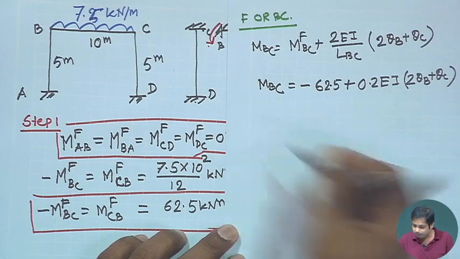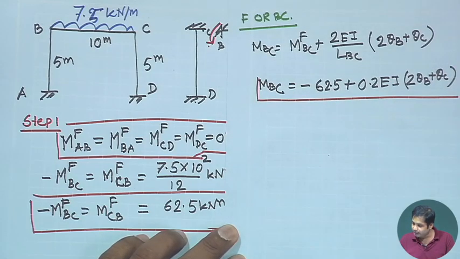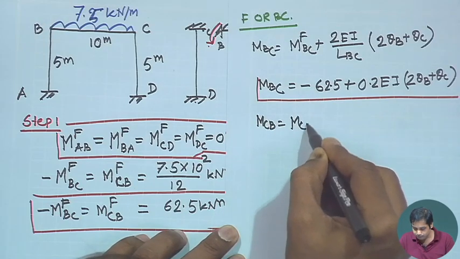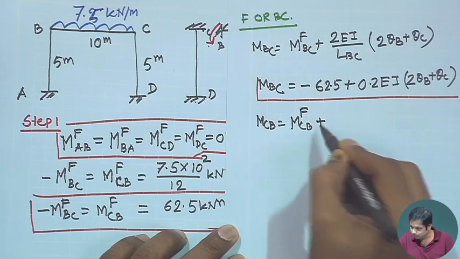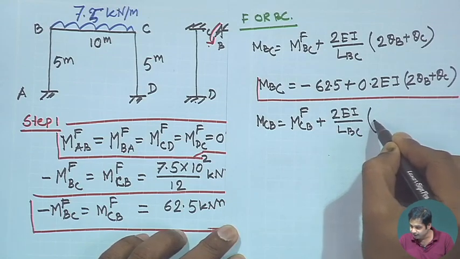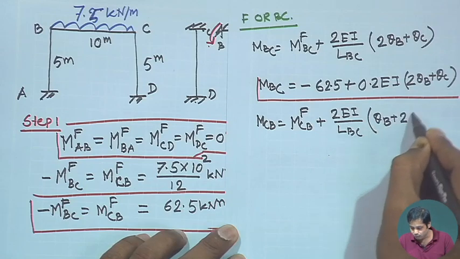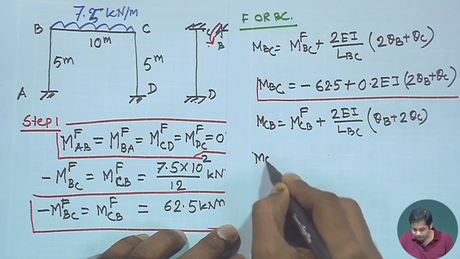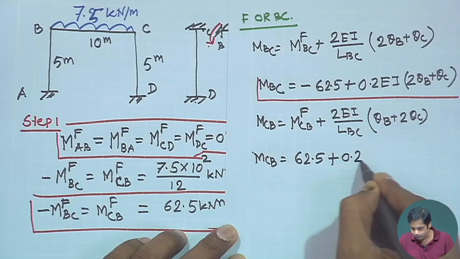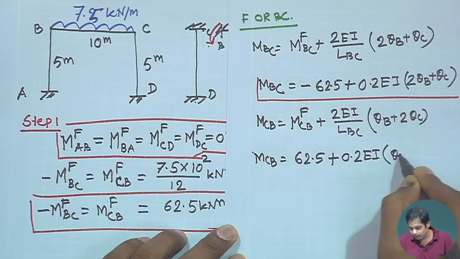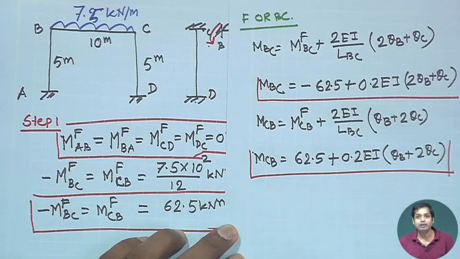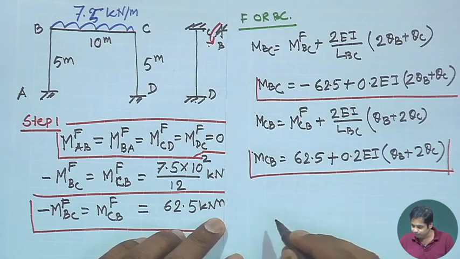Okay. Now, similarly MCB becomes fixed end moment plus 2 EI by LBC into theta B plus 2 theta C, and this becomes MCB is equal to 62.5, which is the fixed end moment, and then 0.2 EI into theta B plus 2 theta C. Okay. So, this is MCB.